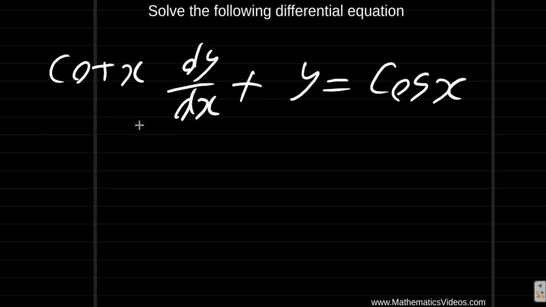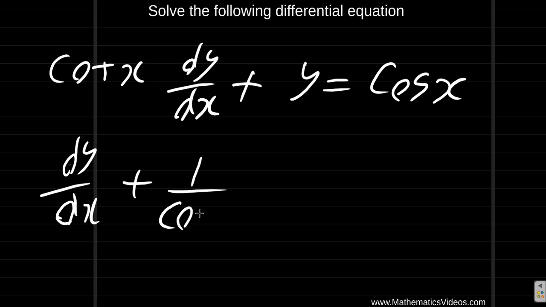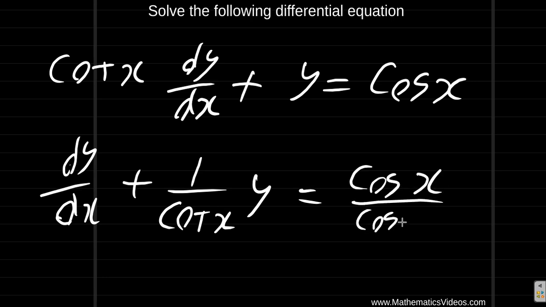Suppose you divide both sides by cotangent x. You would get dy by dx plus 1 divided by cot x, y equals cos x over cot x. I keep writing cos t, it's cot x. Alright.